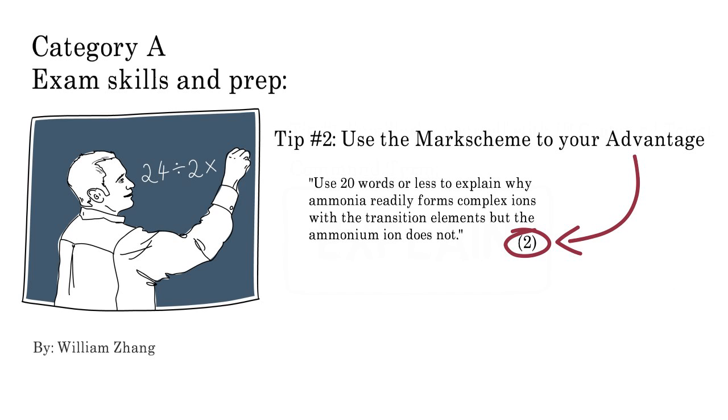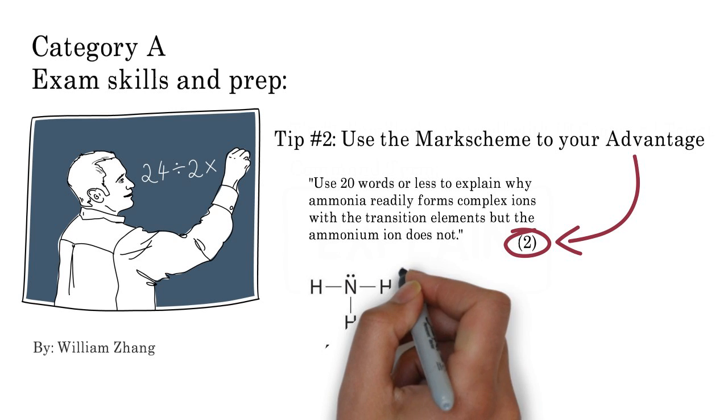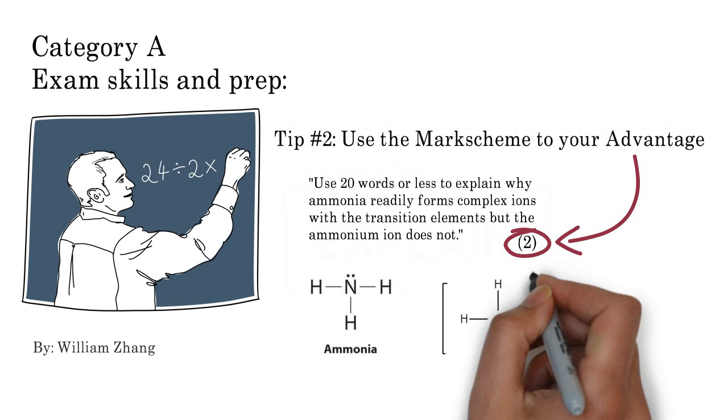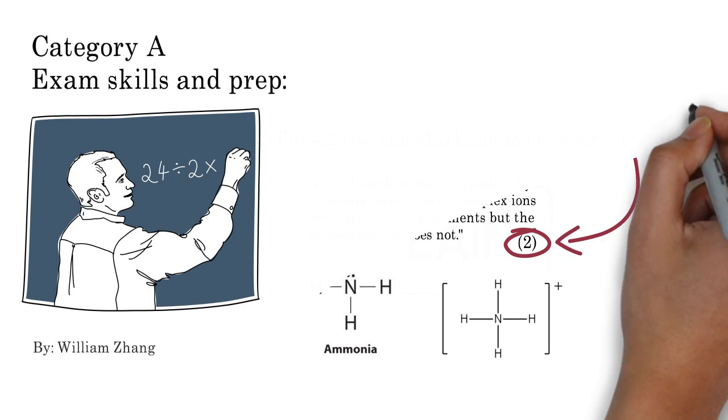So for 1 point, I would state that to form a complex ion, the ligand must be a Lewis base and must have at least one pair of lone electrons that it can contribute to the metal ion. For the second point, you draw the Lewis structure for ammonia, showing the lone pair, and the ammonium ion with the central nitrogen fully bonded.